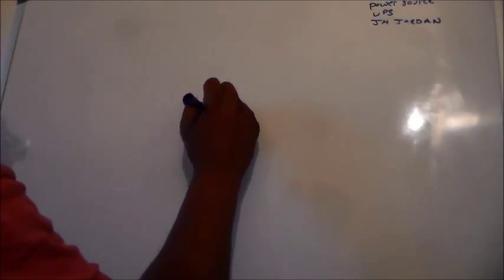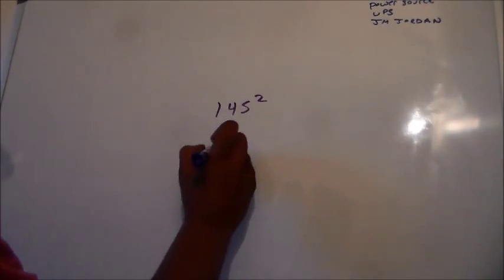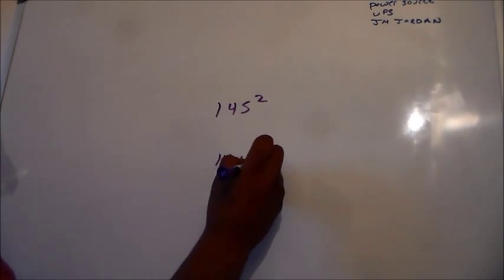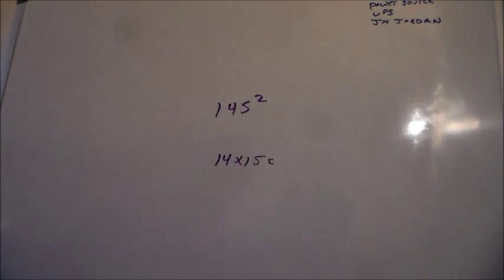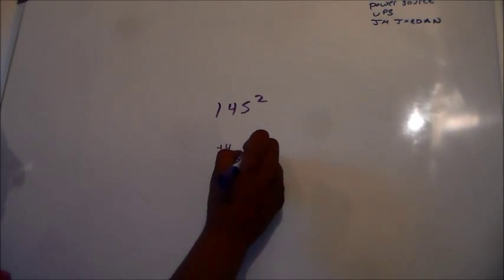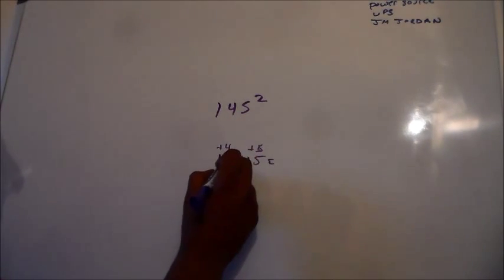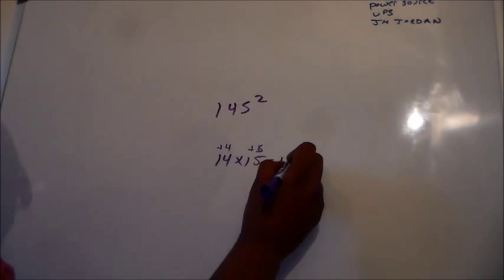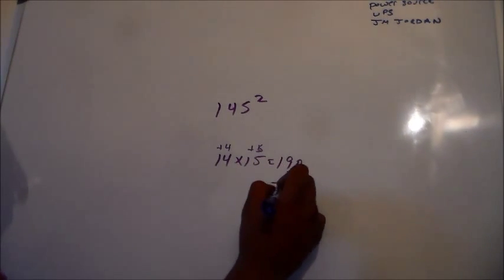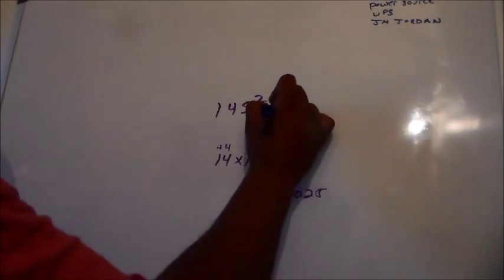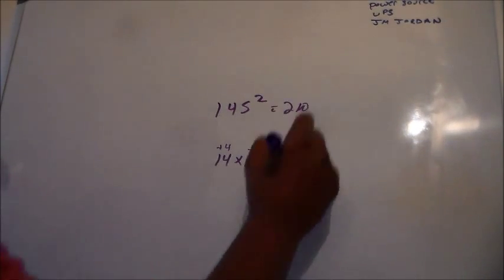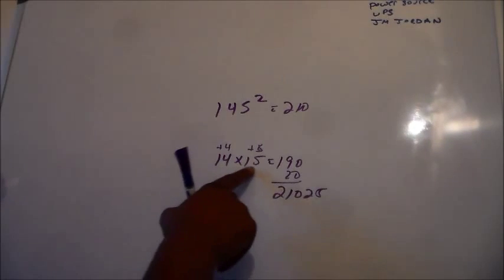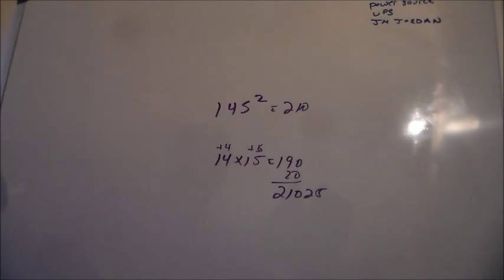145 squared. 14 times 15. And even if you can't remember my reference math, it's going to take you a long time to do it the regular way, but 190, 210, 2025, 210 is 14 times 15. It's 210, and then we add the 25. So 21025 is my answer.